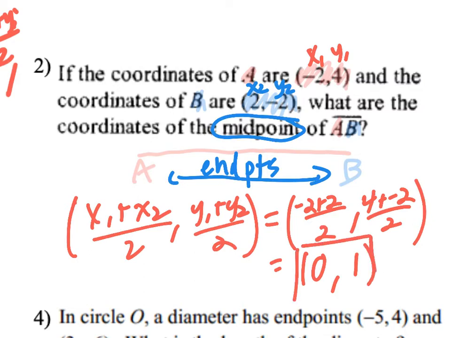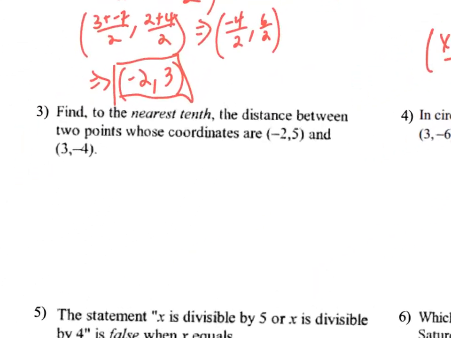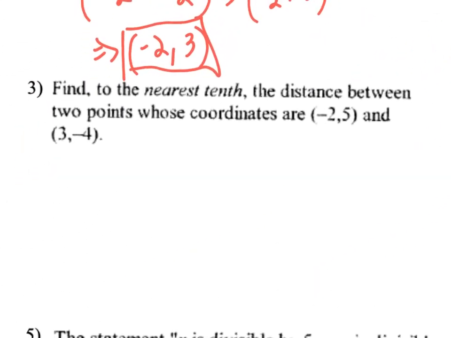So this is going to be my midpoint. Okay? So let's try out number 3. Find to the nearest tenth the distance between 2 points whose coordinates are (-2, 5) and (3, -4).